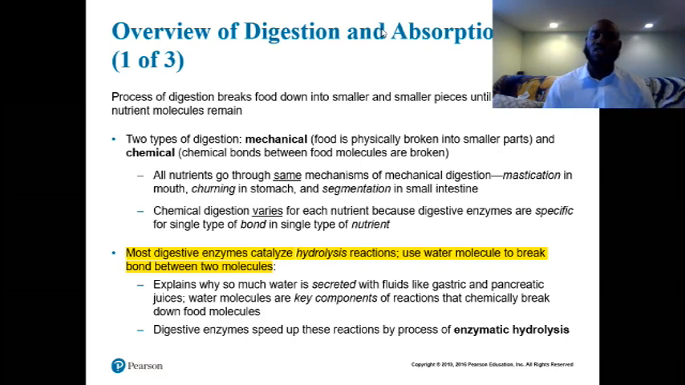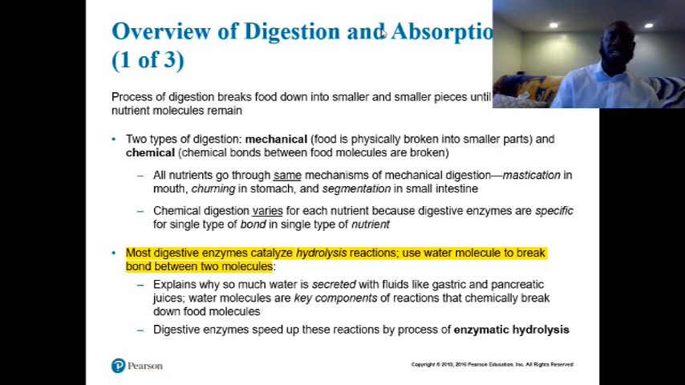These water molecules are necessary to break down your food, right? You need water in order to break down food. When they talk about people losing weight, one of the things they say is to drink more water. Not only does drinking water give you a little bit more of a full sensation, so you don't eat as much because the water takes up some space in your stomach, but also your body needs water to be able to break down food.